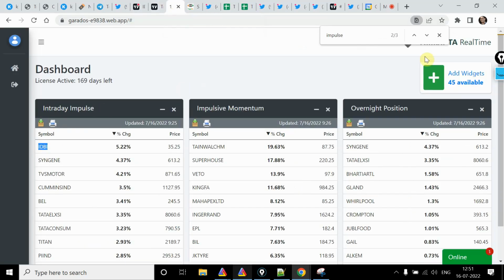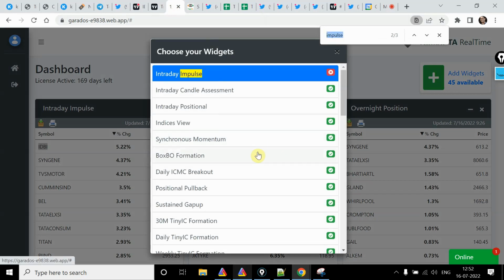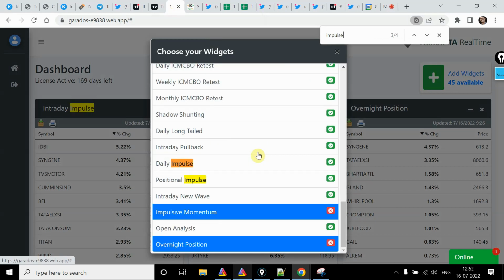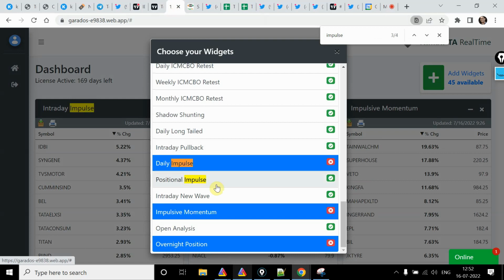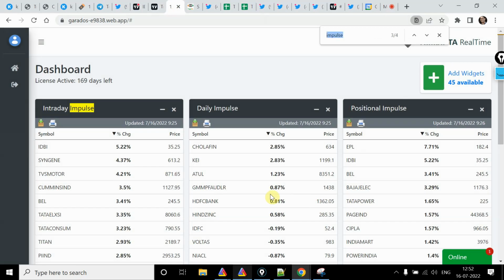So that is how intraday impulse works. Now there are some other criteria also for impulse, because you can have a daily impulse, you can have an impulse on a positional basis. So let's see positional impulse. For example, Bajaj Electric.